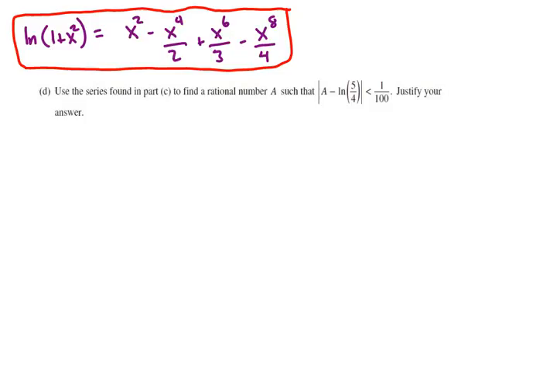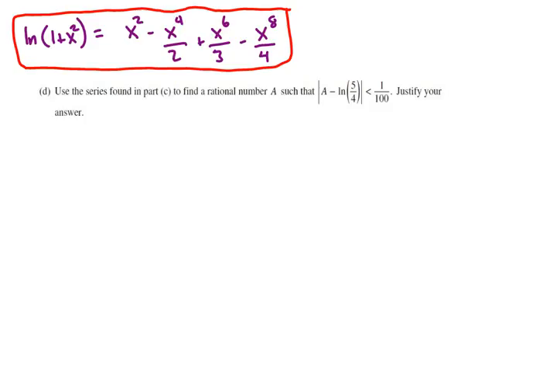Alright, in Part D, we're asked to use the series found in Part C, which is above in purple, to find a rational number a such that the absolute value of a minus ln of 5 over 4 is less than 1/100th and justify your answer. Well, you should note that when you see this kind of construct, an absolute value of some kind of difference with an inequality like that, it usually means an error tolerance. In this case we have an estimate and there is an actual value, and we will tolerate the difference between the actual and the estimate as long as it's less than 1/100th.